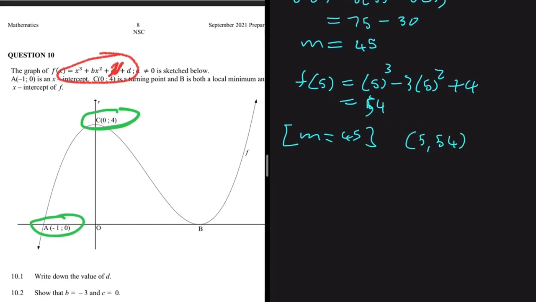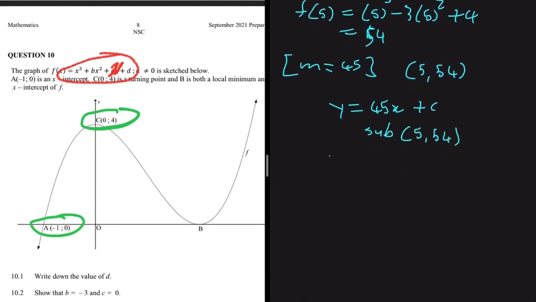So now we can go ahead and try to find the equation of our tangent, right? So we're going to say y is equal to mx plus c. m is 45, right? x plus c. So let's sub this point 5 and 54.